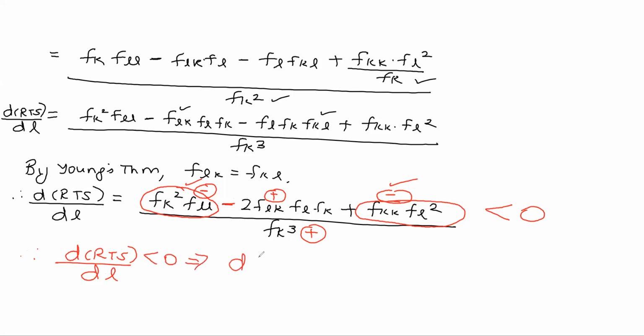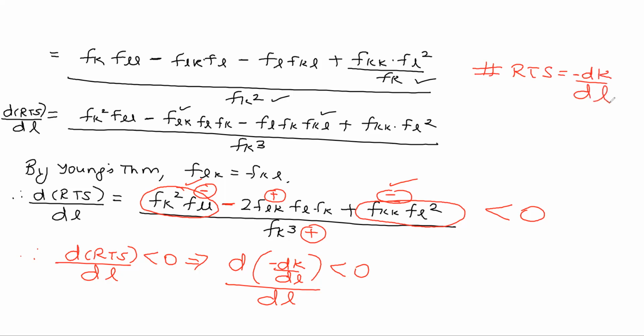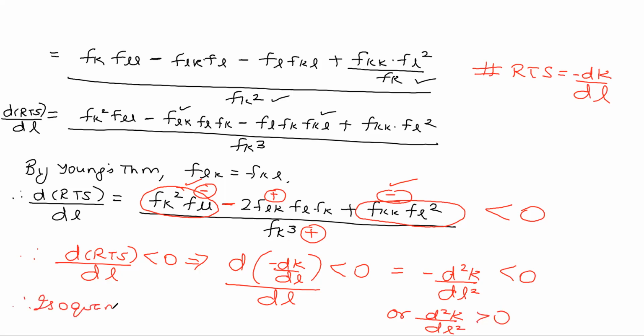Now guys, what is RTS? RTS is minus dK by dL. Recall, what was RTS equal to? Minus dK by dL. You have written in your registers before, RTS is equal to minus dK by dL. So what have we shown? We have shown that minus of d square K by dL square is negative, or d square K by dL square is positive. Therefore, isoquants are convex to the origin.